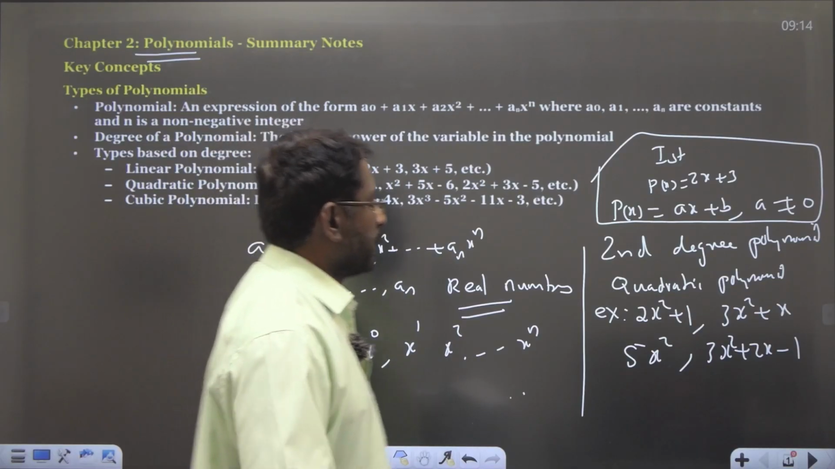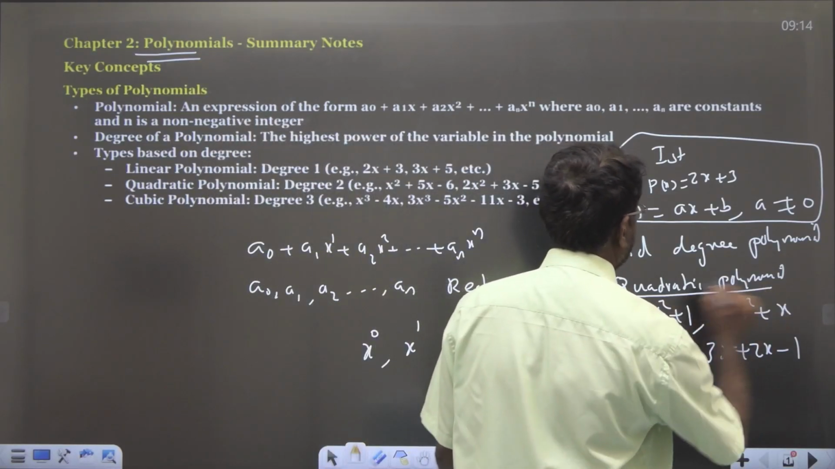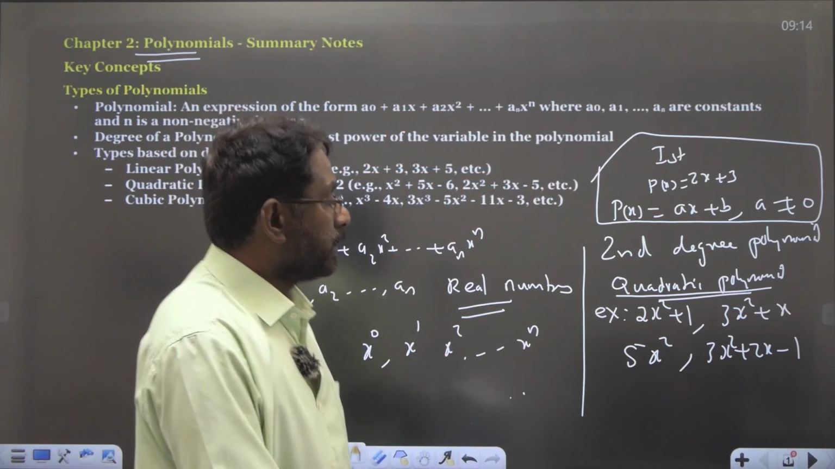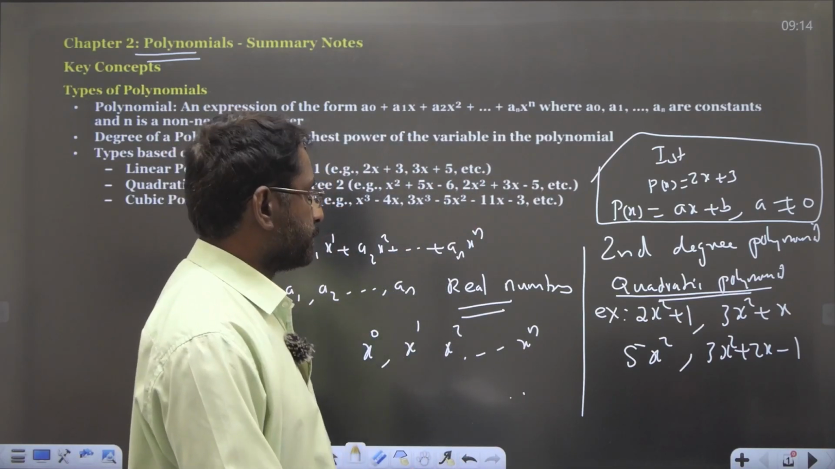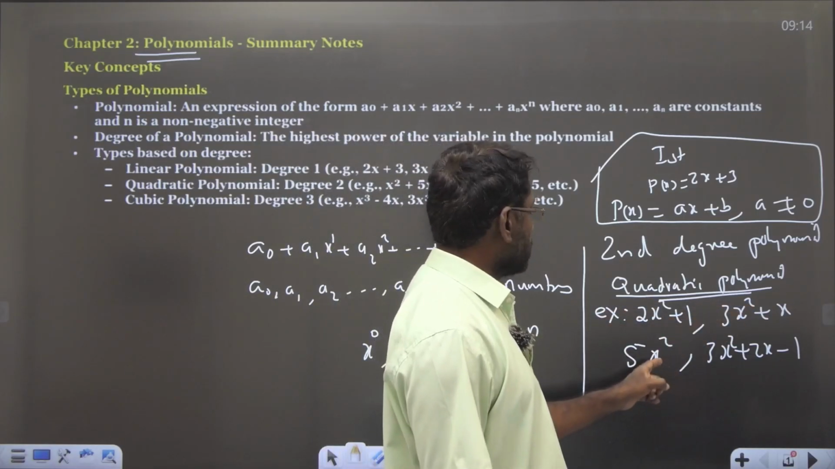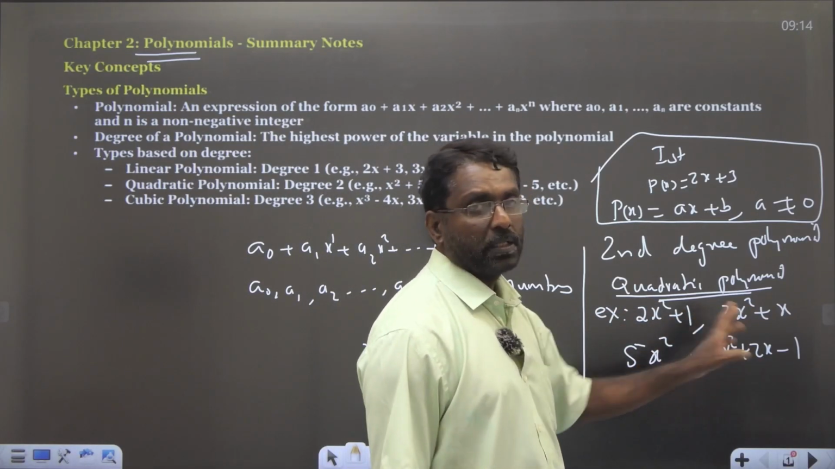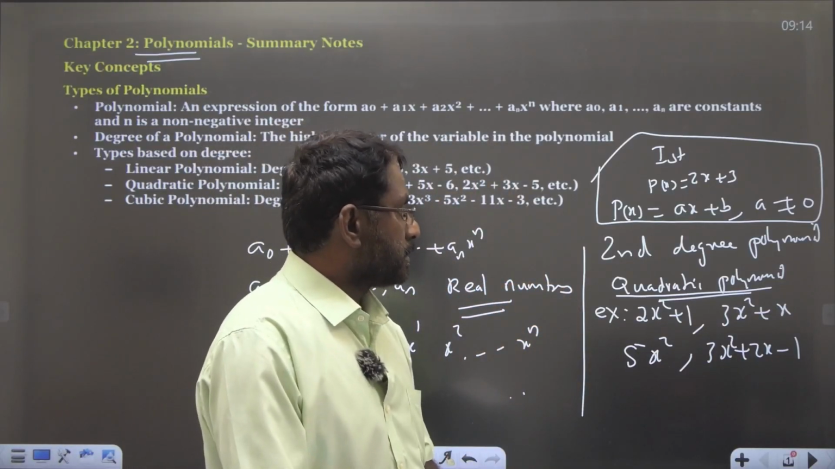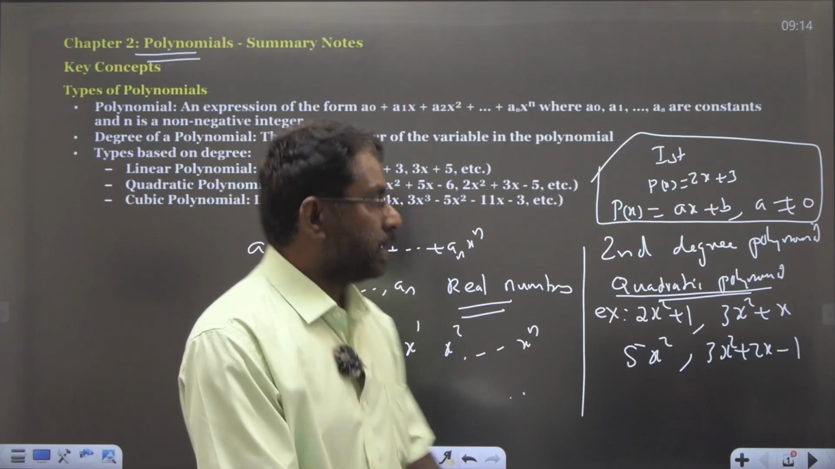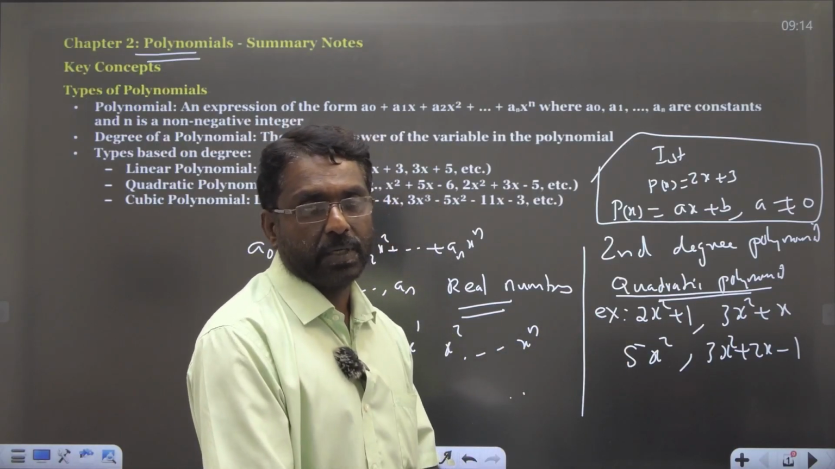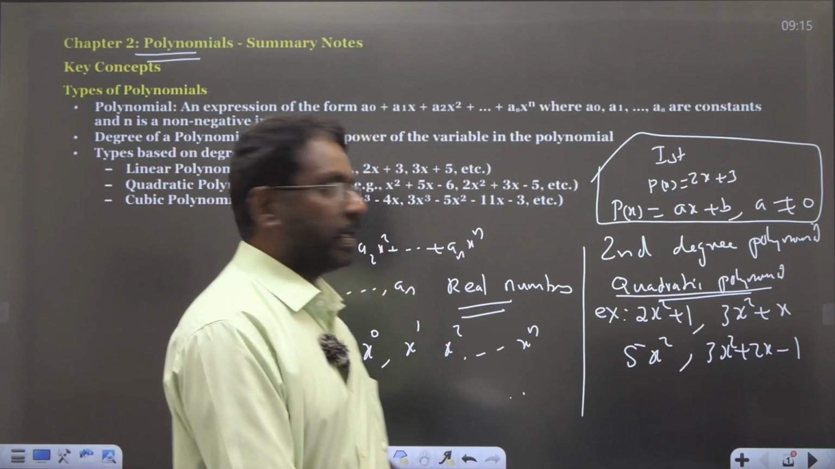Second degree polynomials are also called quadratic polynomials. Here the highest power is 2, here the highest power is 2, here also the highest power is 2. When the highest power of the variable is 2, then we can say that it is a second degree polynomial or a quadratic polynomial, right?